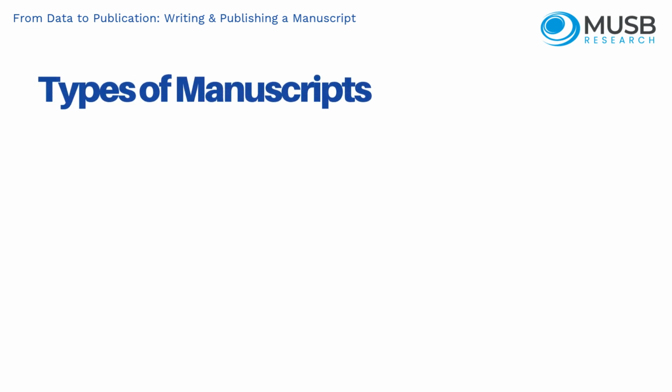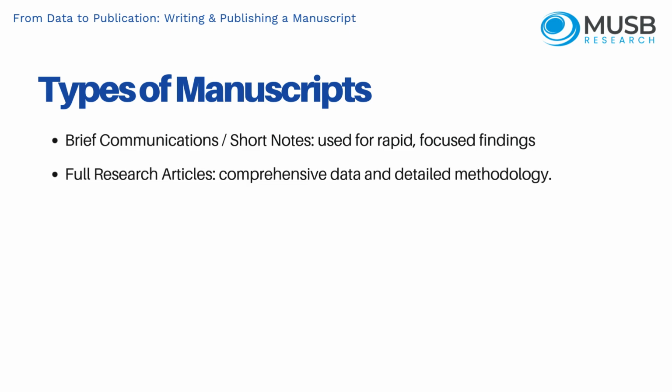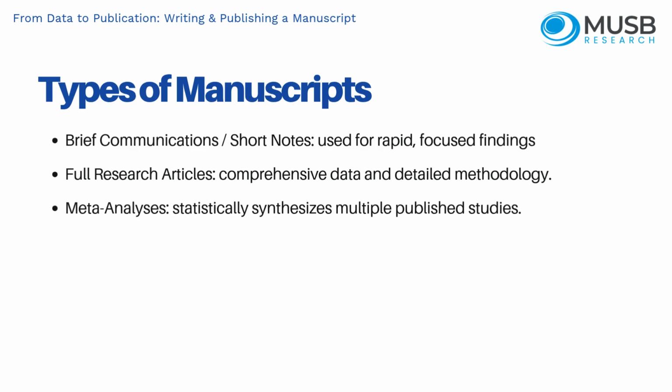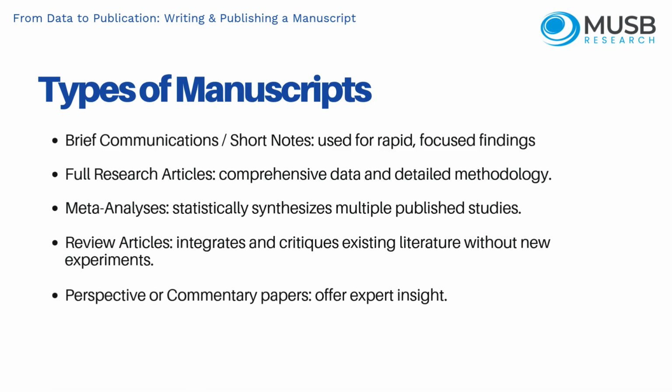Types of manuscripts. Before writing, you must decide what type of manuscript you are preparing. A brief communication is used for rapid, focused findings. A full research article presents comprehensive data and detailed methodology. A meta-analysis statistically synthesizes multiple published studies. A review article integrates and critiques existing literature without new experiments. Perspectives offer expert insight. Technical reports focus on methodology. Choosing the wrong format can weaken your submission, so align manuscript type with your objective and dataset depth.